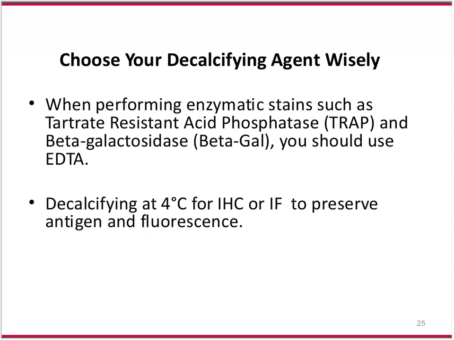So again, we're still talking about how you choose your decalcifying agent wisely. When performing enzymatic stains, such as tartrate-resistant acid phosphatase, TRAP, we do a lot of TRAP in our lab, and beta-galactosidase, beta-gal, you should use EDTA. Just because if you use formic acid or any of the other acids, there's going to be a lot of missing stain. It may not even stain at all. You won't get any of the enzymes.